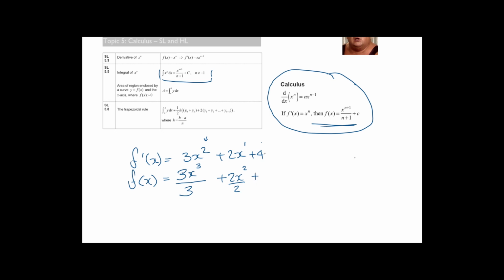All right. This one here, if you think 4 is equivalent to 4x to the power of 0, because x to the power of 0 is 1. So if we integrated that, the 4 will stay there, the x will stay there, 0 plus 1 is 1, divided by 1, that's 4x.